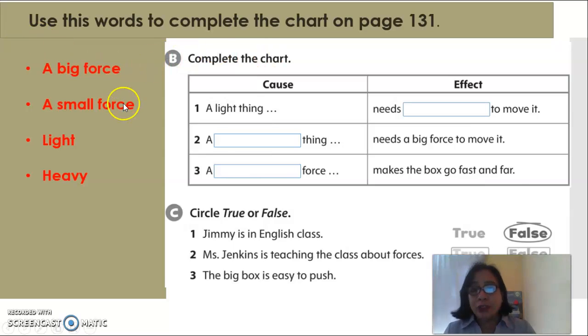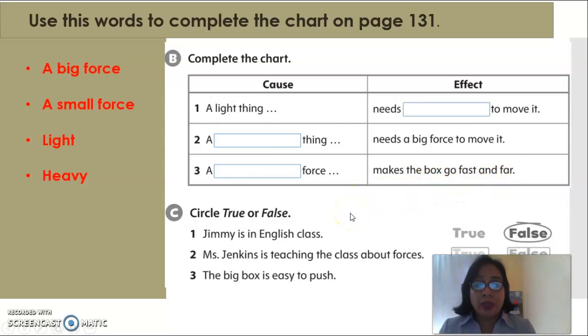In the number 2, it says a thing needs a big force to move it. Can you move a car? A real car? It's heavy or light? It's heavy. So, for a heavy object, you need what? A big force or a small force. Okay? Number 3 says a force makes the box go fast and far.